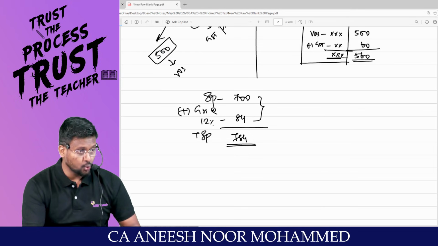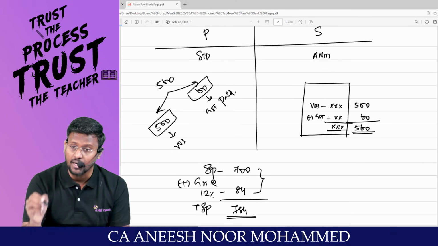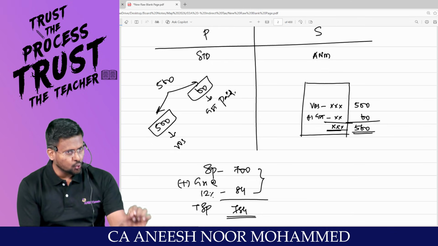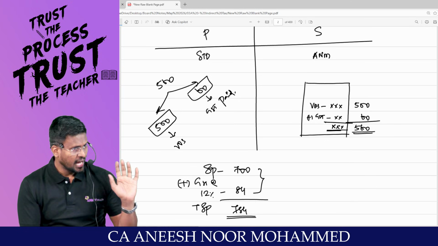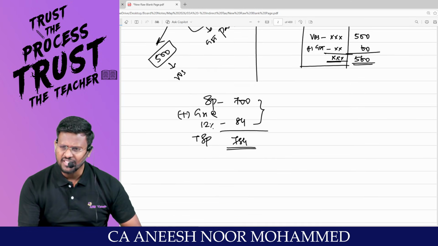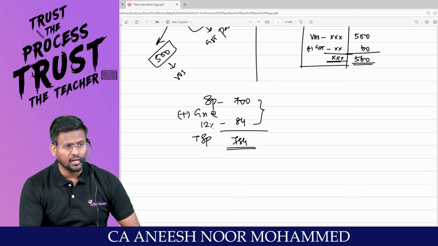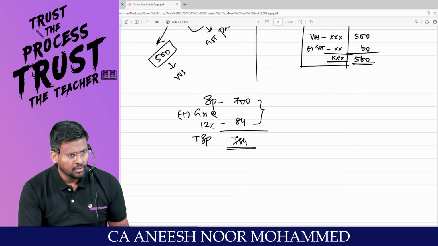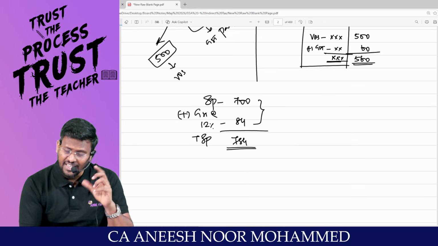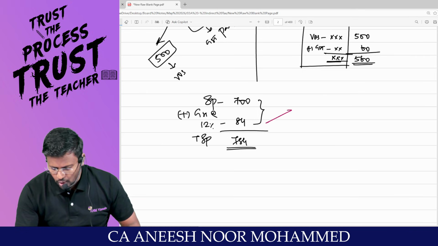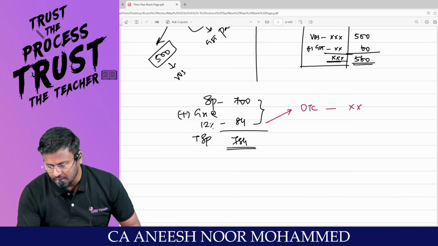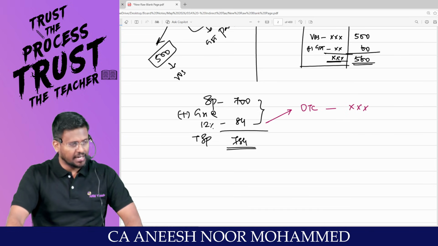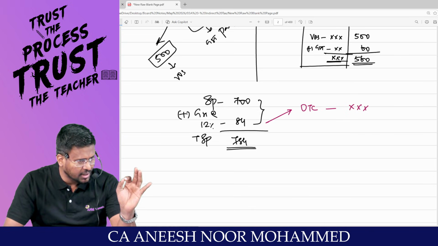Now you have to think. You are the student, you are the seller. Have you sold the calculator? What is the sale price of the calculator? 700. At the time of selling the calculator, how much amount did you collect? 784. What is that 84? This is called output tax collected.